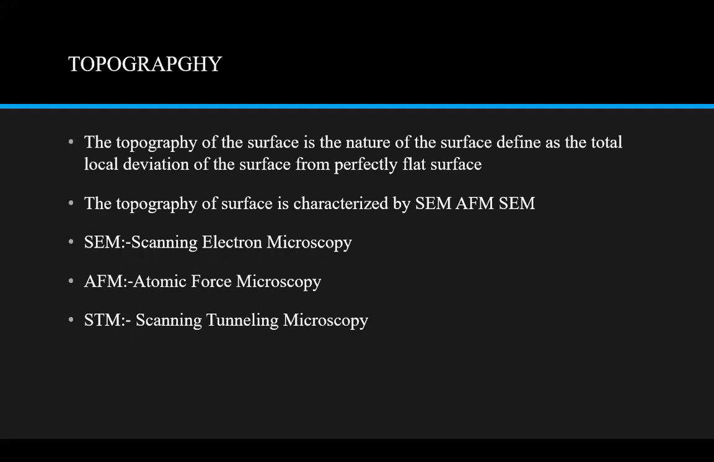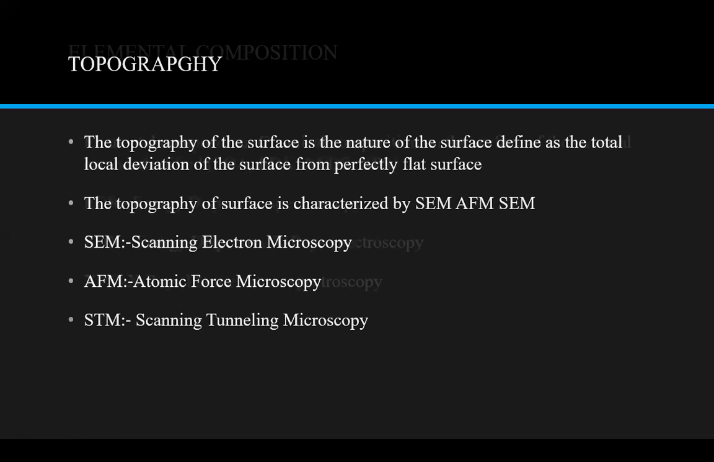Topography of a surface can be characterized by three main techniques: SEM, AFM, and STM. SEM is abbreviated as scanning electron microscopy, AFM is abbreviated as atomic force microscopy, and STM is abbreviated as scanning tunneling microscopy.